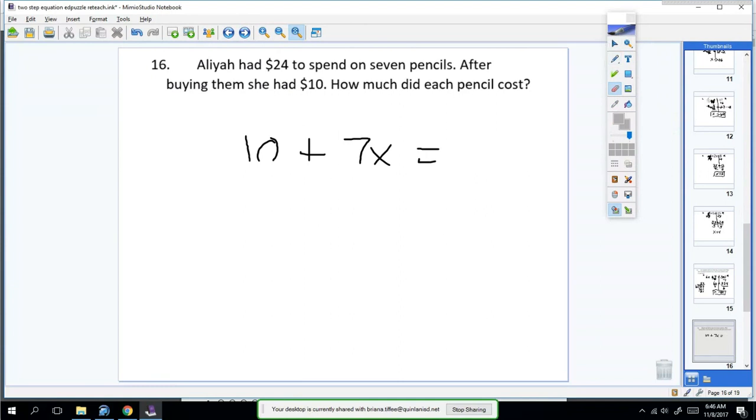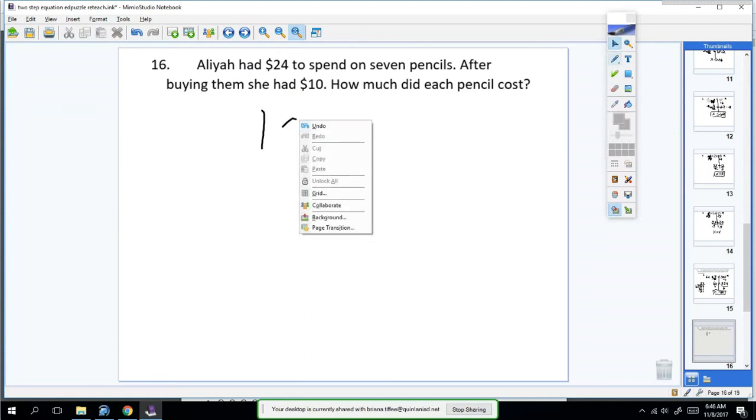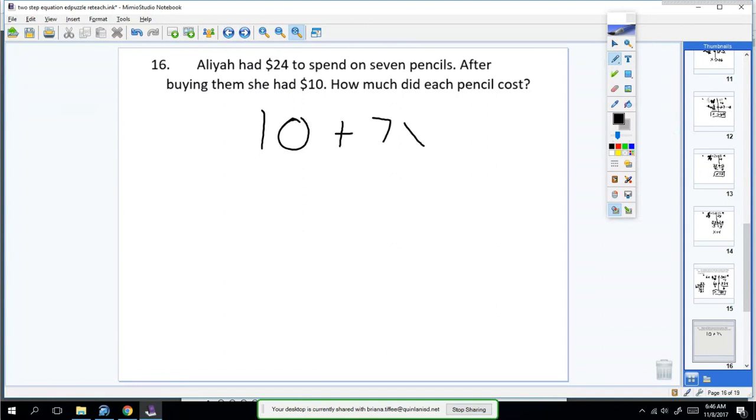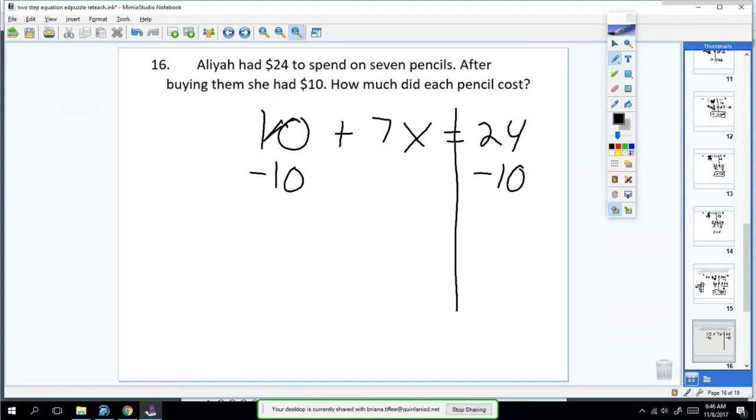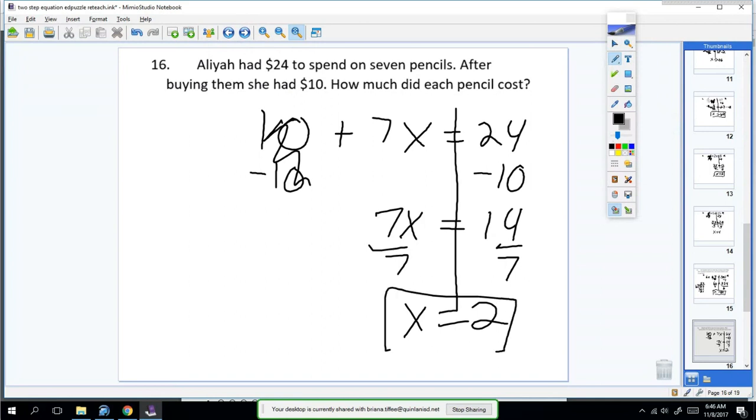So now we're going to solve it. So I'm going to do 10 plus 7x is equal to 24. So you're going to draw your line. Well, this is a positive 10, so I'm going to subtract 10 from both sides. This cancels out. 7x comes down. This is 14. You're going to divide by 7. x equals 2. So it means each pencil costs $2.